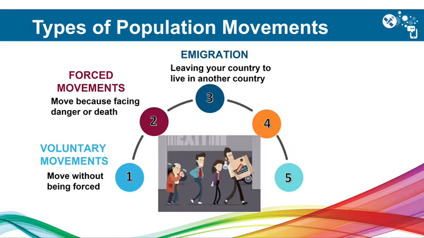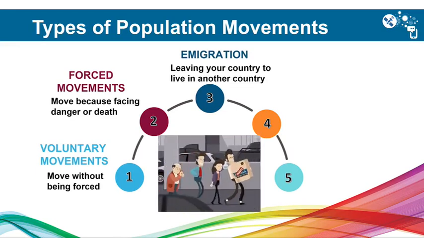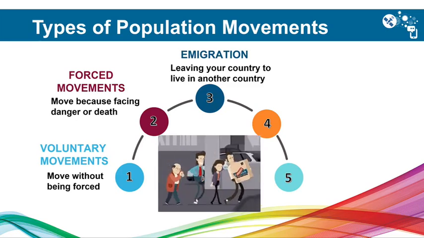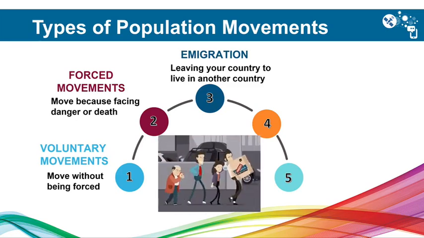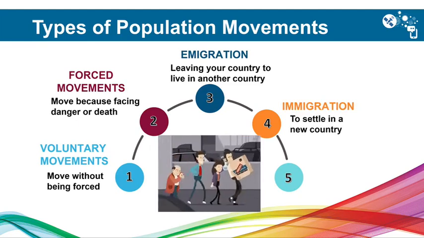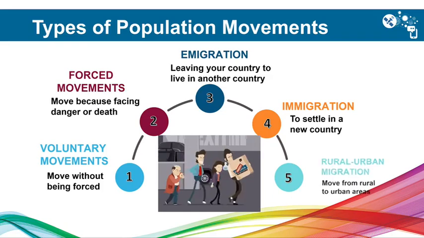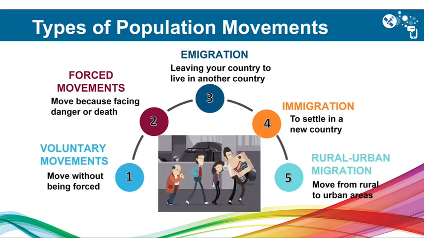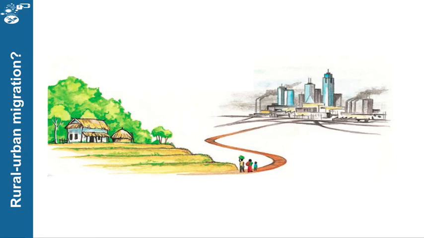Then emigration, right? Emigration means leaving your country to live in another country. Then you emigrate. And you also get immigration when you settle into a new country. And then, of course, the rural-urban migration, the move from rural to urban areas. And I'm going to have a look at rural-urban migration as an example of population movements.